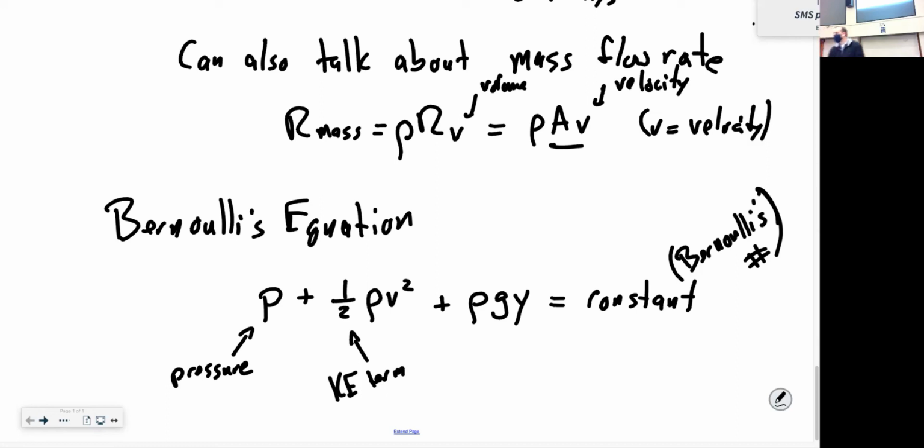How about this one, rho gy? What does that look like? A potential energy term. Exactly right. mgy would be a potential energy term for a point mass. Rho gy will be a potential energy term for fluid particles. What is Bernoulli's equation? It is basically an energy conservation equation.